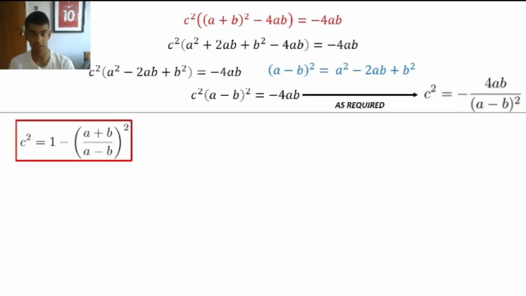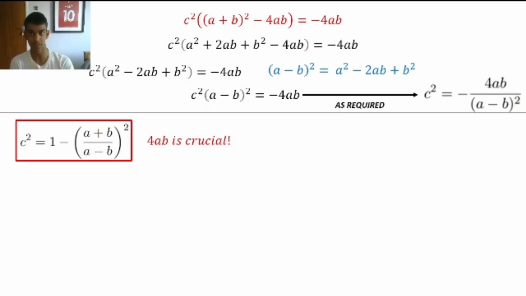Part C is where it gets difficult, and this is the real challenge of this step question. We have to somehow convert the c squared is equal to minus 4ab over a minus b squared into this. C squared is equal to 1 minus a plus b over a minus b all squared. But how do we do this? The answer is in fact on the screen already, but we just need to apply it to this case. The 4ab is crucial again in this question.